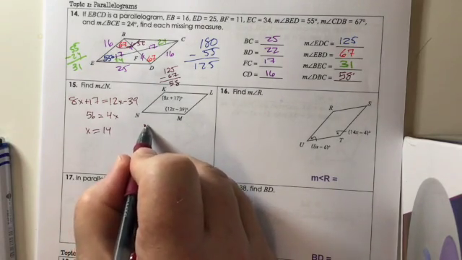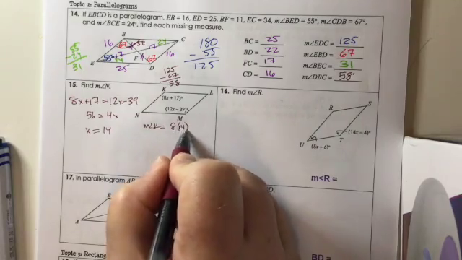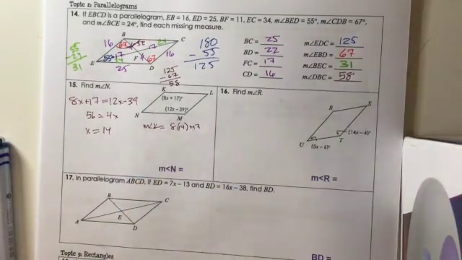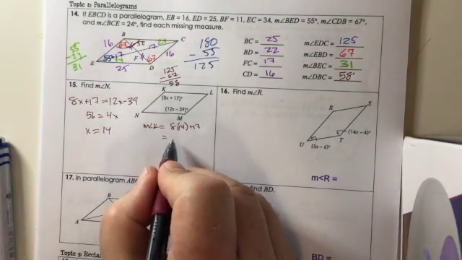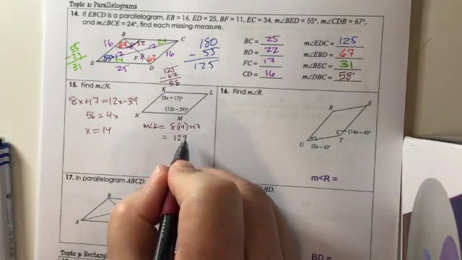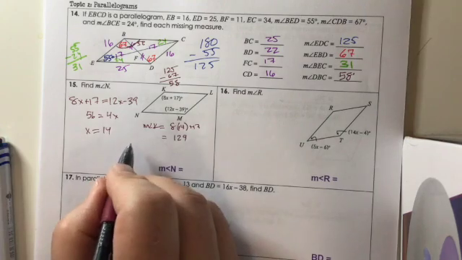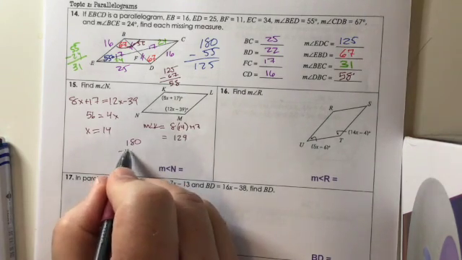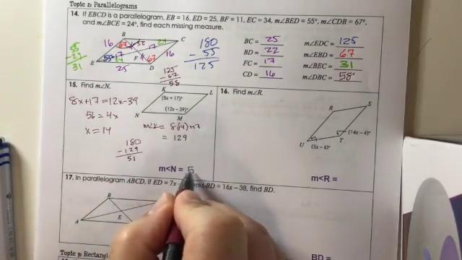So measure of angle K equals 8 times 14 plus 17. 8 times 14 is equal to 112 plus 17, which is equal to 129. Now if K is 129, N has to be the supplement of that. So 180 minus 129 is 51, so N must be 51 degrees.